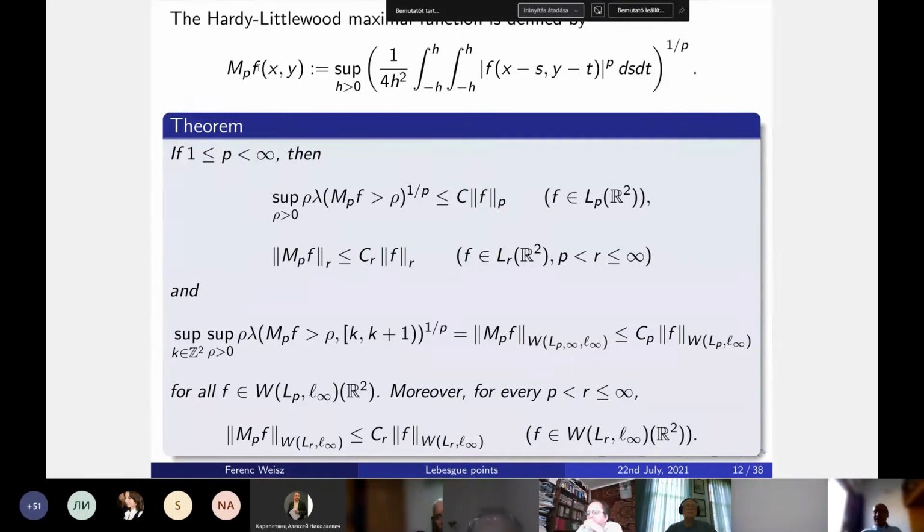We get the same theorem as in the one-dimensional case, or a similar theorem. Suppose that p is greater than or equal to 1 and smaller than infinity. Then this operator M_p is bounded on the L_r space, r is greater than p. Again, in the one-dimensional case, p was equal to 1. Good, and this operator M_p is not bounded on the L_p space. But the weak L_p norm of M_p f can be estimated by the p norm of f.